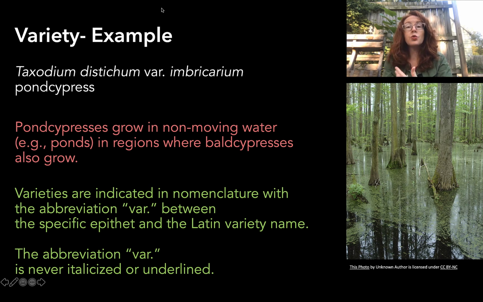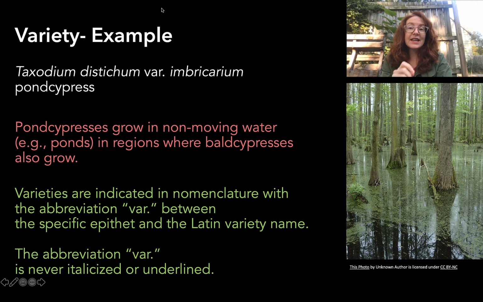Pond cypresses grow in the same region as bald cypresses, but they are specific to places that have non-moving water. So as opposed to growing by the sides of creeks or rivers, they grow around ponds, places where the water is not moving.